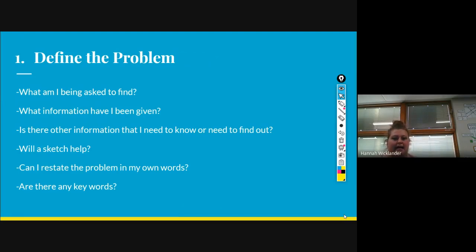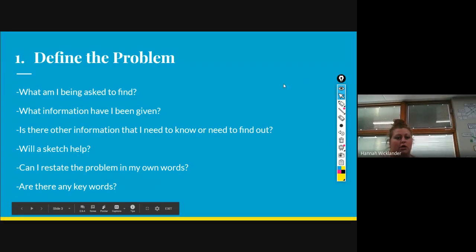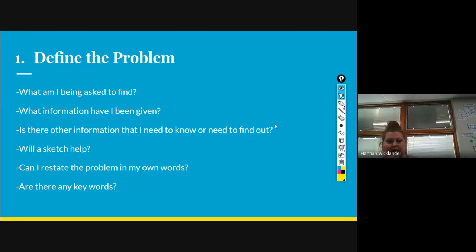So number 1, define the problem. What am I being asked to find? What information have I been given? Is there other information that I need to know or need to find out? Will a sketch help? Can I restate the problem in my own words? And are there any keywords? So for defining the problem, it's looking at the question and then making it make sense to you. So maybe there's some words in there that you need to flip around to make more sense, or you can restate it in your own words so you understand better.